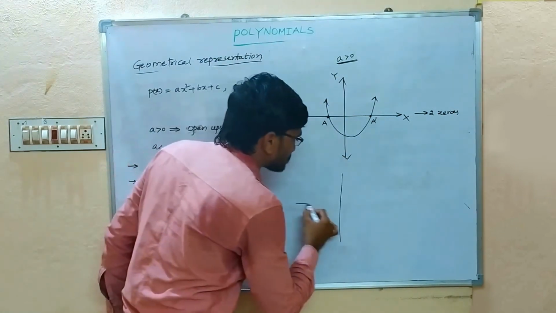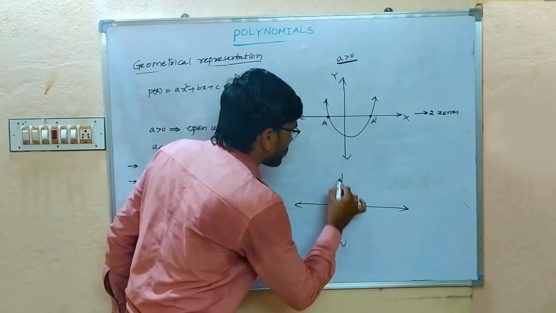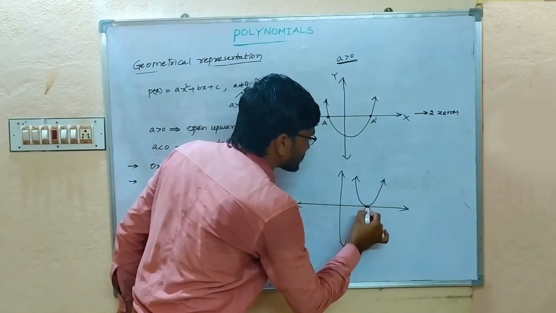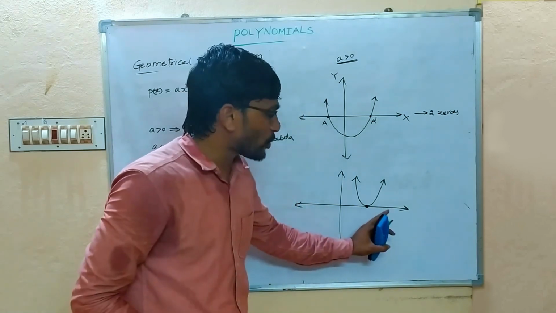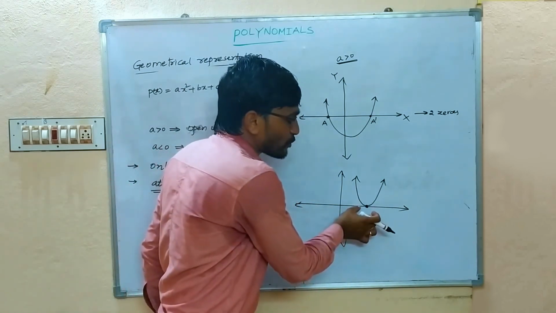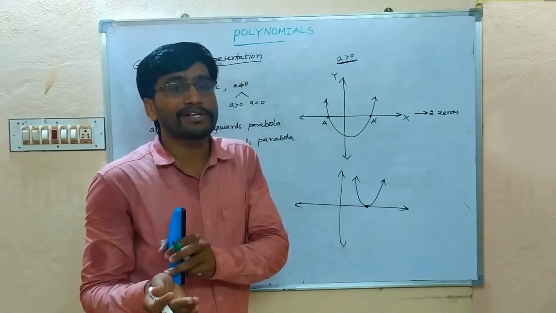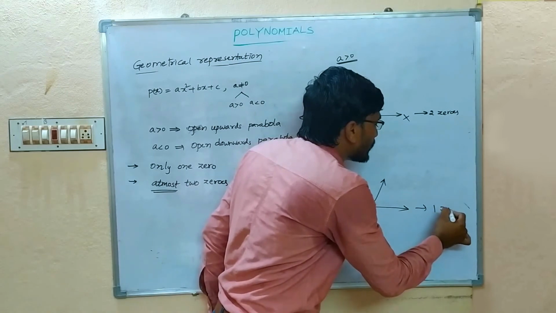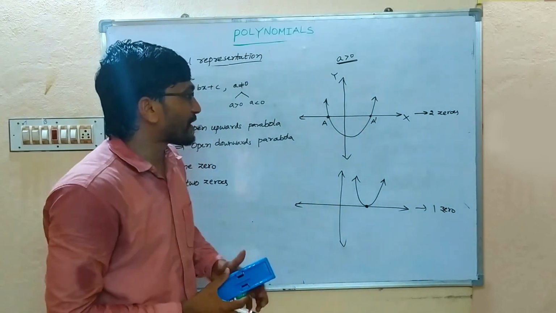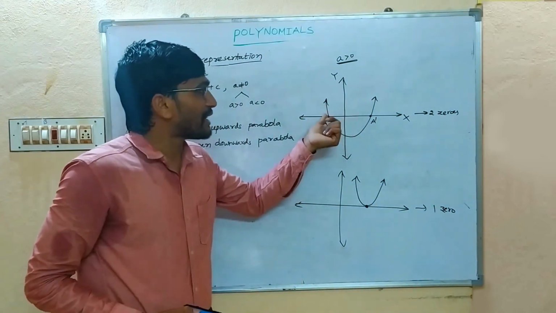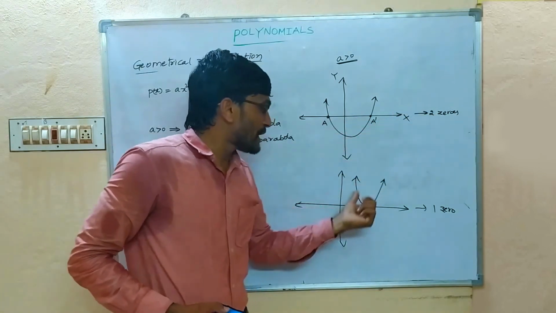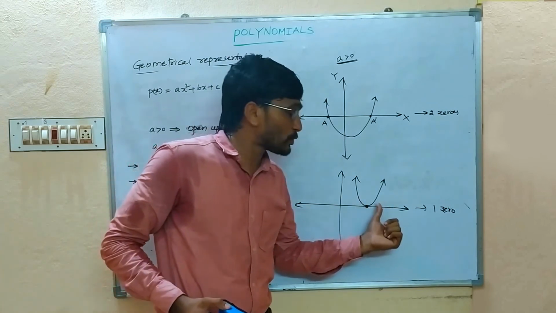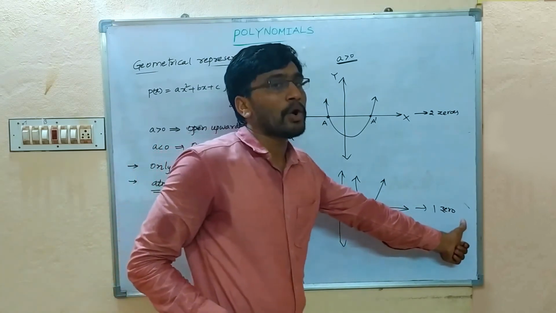Suppose the graph may be like this. So it touches the x-axis at only one point. Touching the x-axis at only one point means it has 2 equal zeros. 2 equal zeros we consider as only 1 zero. If a graph intersects the x-axis at two distinct points, then it has 2 zeros. If it touches at only one point, then it has 2 equal zeros, which is nothing but 1 zero.